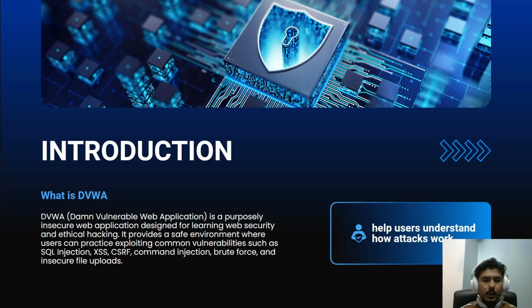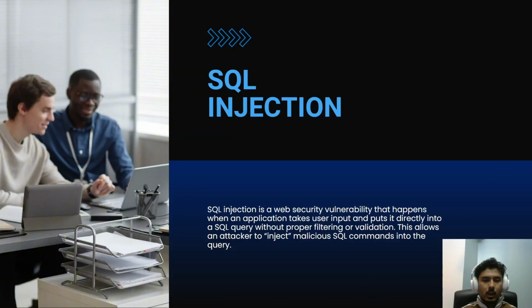So in this video, I will choose two types of attacks. So we move to the first attack. The first attack chosen is SQL injection. So what is SQL injection? SQL injection is a web security vulnerability that happens when an application takes user input and puts it directly into a SQL query without proper filtering or validation. This allows attackers to inject malicious SQL commands into the query.